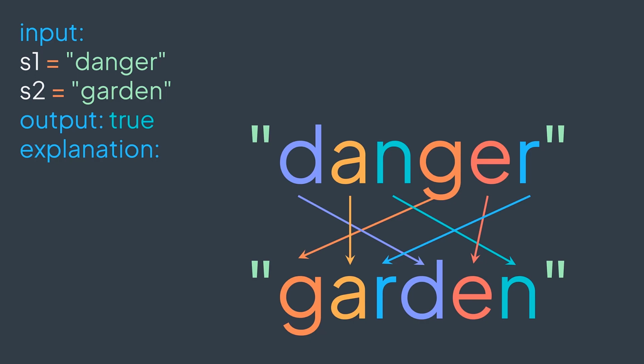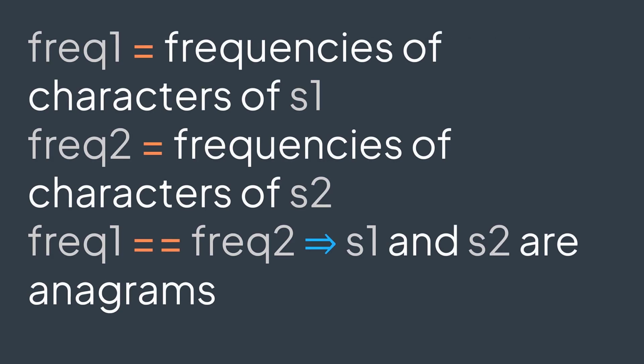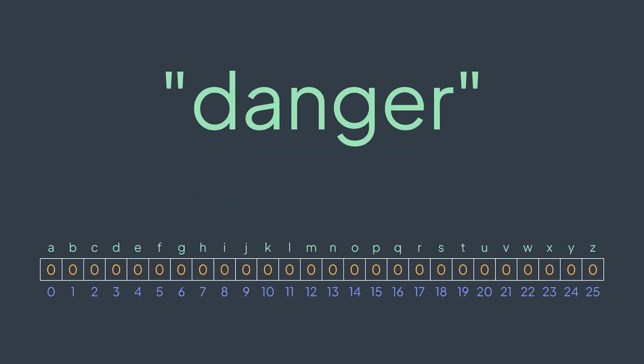How are we gonna solve this problem? We know that two strings are anagrams if they have the same characters with the same frequency. So what we can do is to calculate the frequency of each character in S1, calculate the frequency of each character in S2, and compare the results. But what structure do we use to do so? We can use an array where each cell represents the number of frequencies. They all start at 0, then for each character in the string, we increment the corresponding cell.